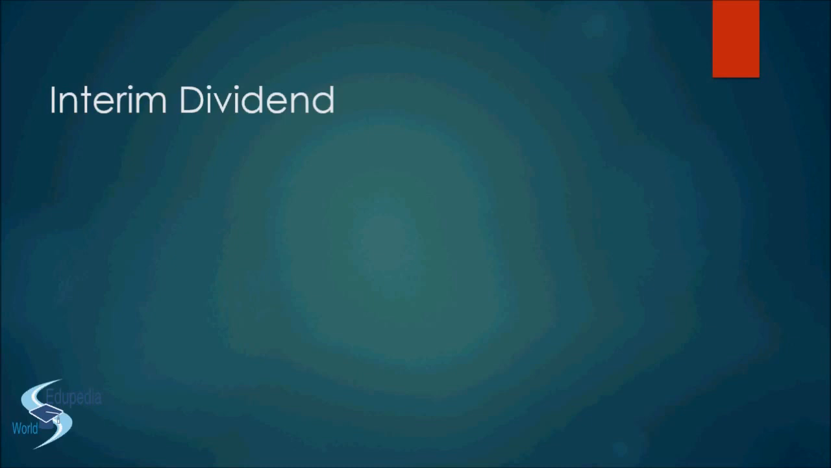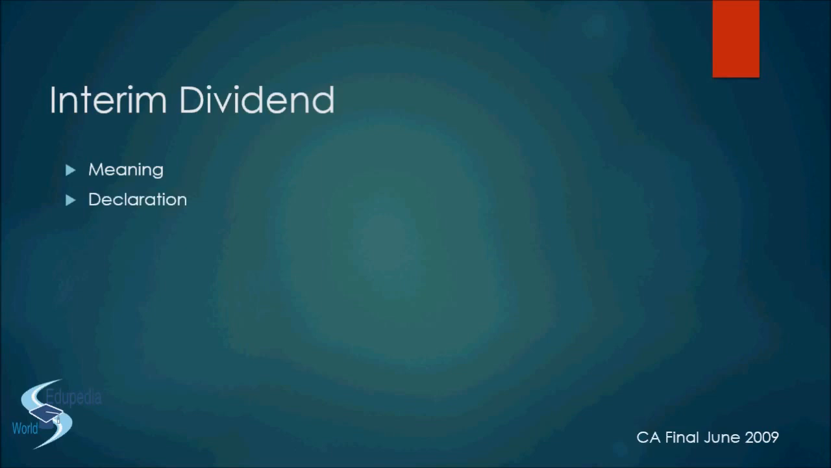We already know that interim dividend is the dividend which is paid between 2 annual general meetings. It is paid during the year. It is declared by the board of directors itself. So the first thing that we understand today is the meaning. Moving on is declaration.